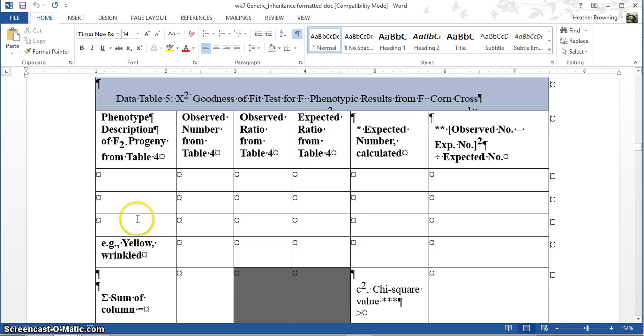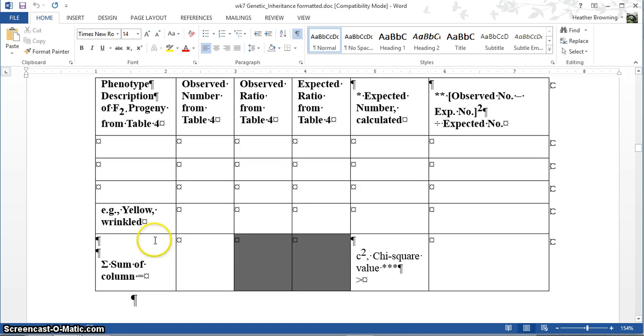It's going to be the same thing. You talk about your phenotypes. Then you're going to do how many you saw from this, the number, the ratio, the expected ratio. Over here, the expected number calculated. So if that was the ratio, what should you have seen? If it was like 50 over 100, you should see 50, right?